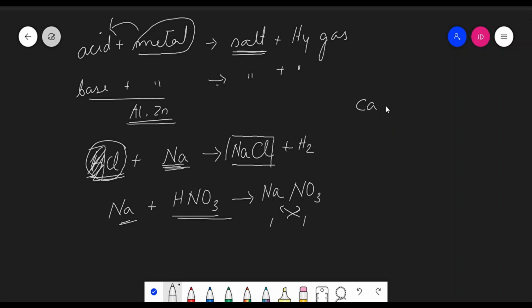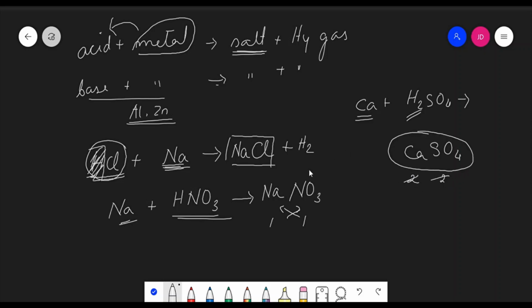Suppose calcium plus H2SO4. How do you make a salt out of it? Remove the H part. So SO4. All will come, the metal part is calcium. So calcium SO4, valency 2, 2, cancel each other out. So this is how we are going to write the salts.